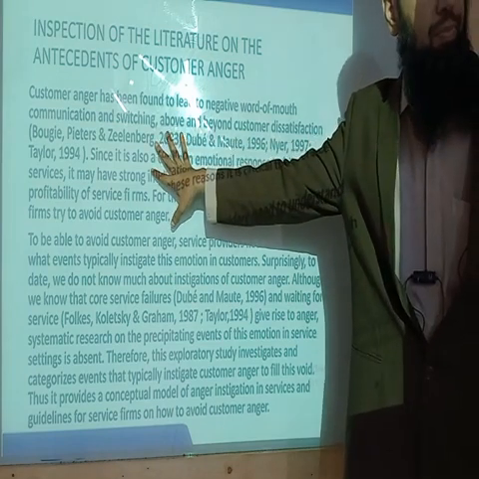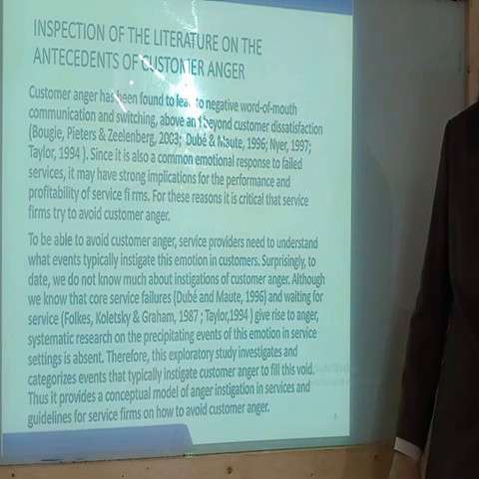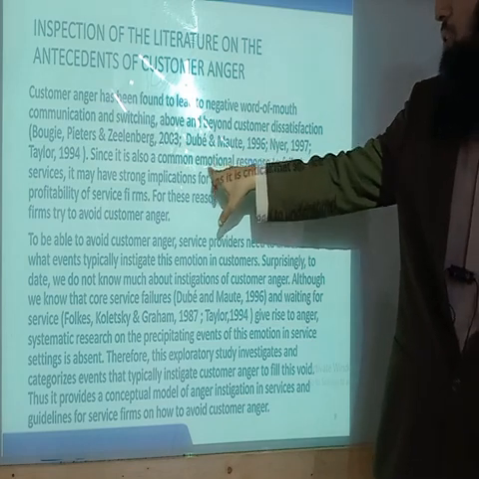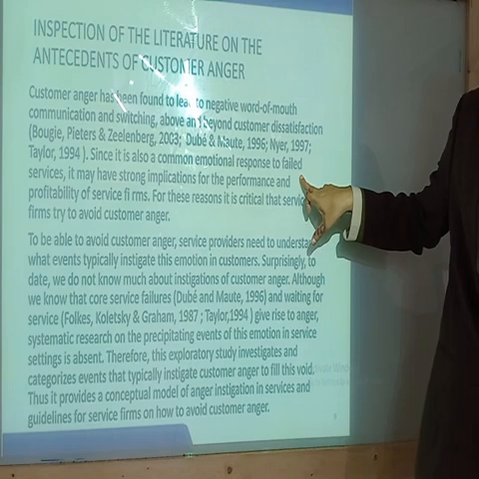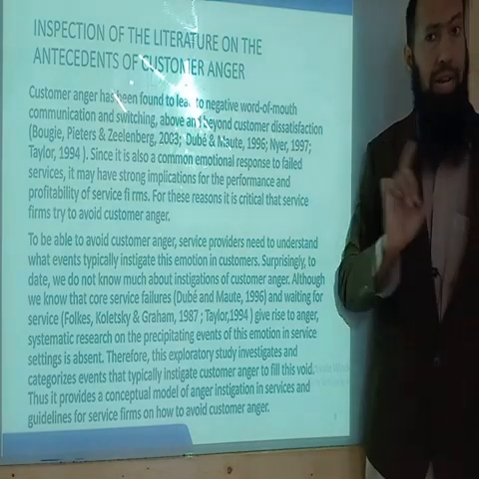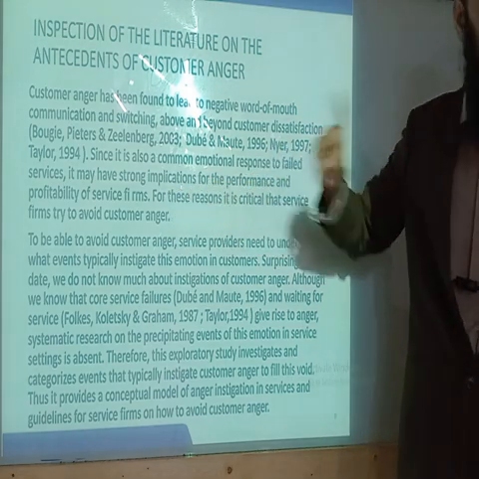Since it is also a common emotional response to failed services, it may have strong implications for the performance and profitability of service firms. For this reason, it is critical that service firms try to avoid customers' anger.